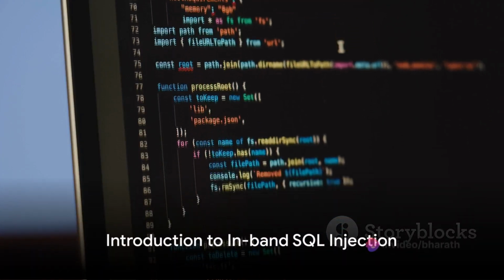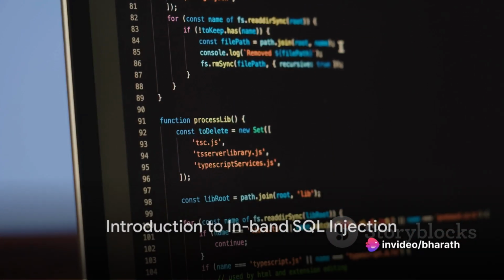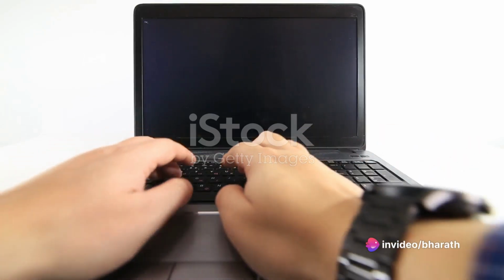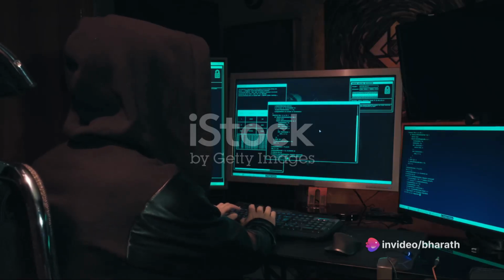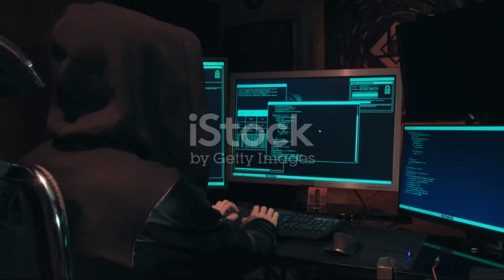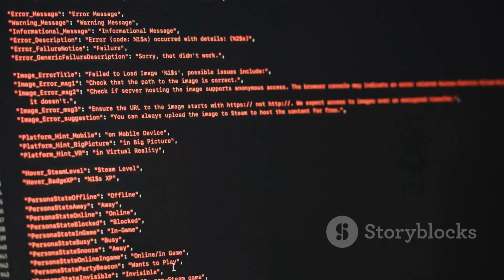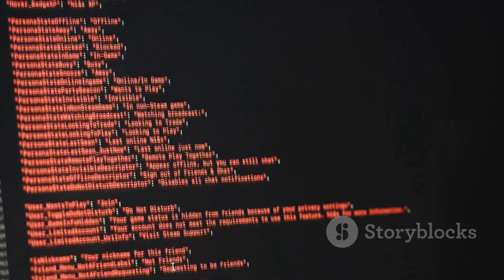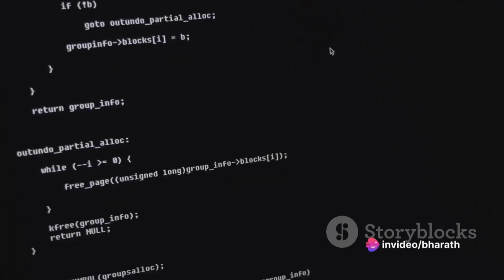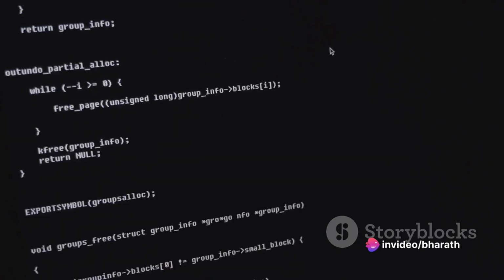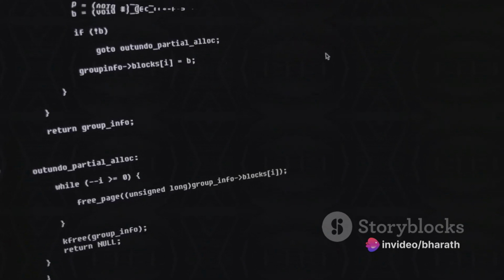Ever wondered what in-band SQL injection is and how it works? Well, today you're in luck. We're diving into the world of in-band SQL injection, a type of SQL injection attack where the same communication channel is used to unleash the attack and gather results. This type of attack is also known as classic or error-based SQL injection. But how does it work exactly?